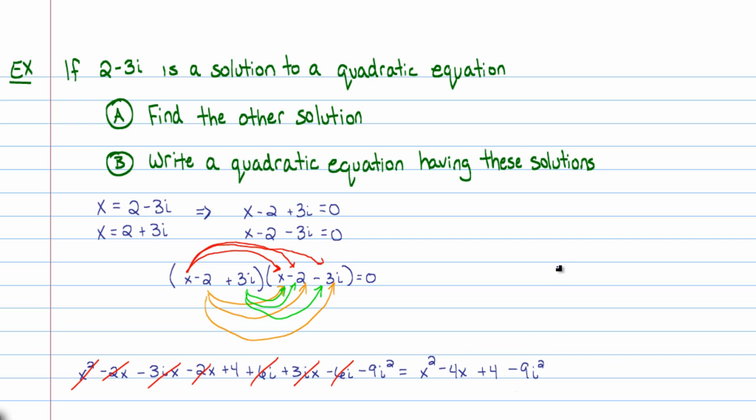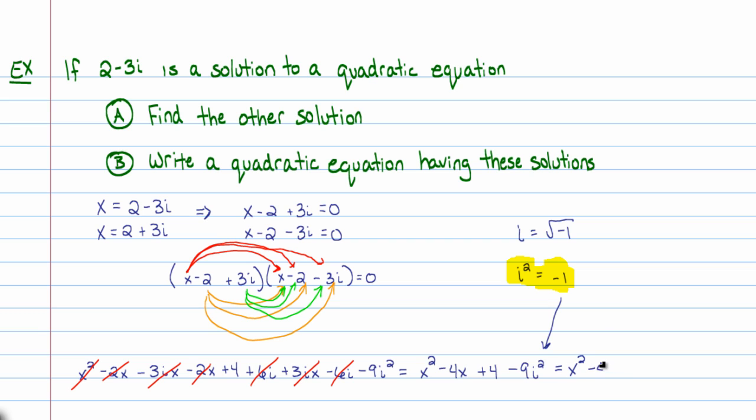Now there's something about the i squared that you should know. If i is defined to be the square root of negative 1, if we square both sides, i squared will be, well, negative 1. It's the only number that when you square it, it becomes a negative 1. And that's a super important fact. So what I'm going to do is replace this i squared with a negative 1.